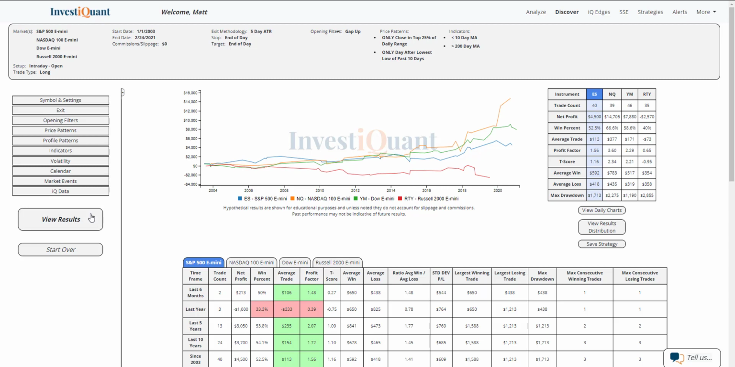Now, keep in mind, this is simply gapping up. Like I said, we may end up gapping up above the prior day high, and that does improve this pattern for some of these instruments. That might be worth looking at as well.